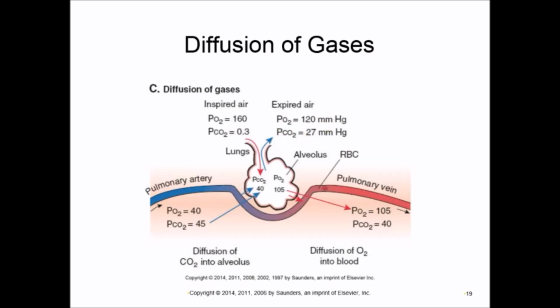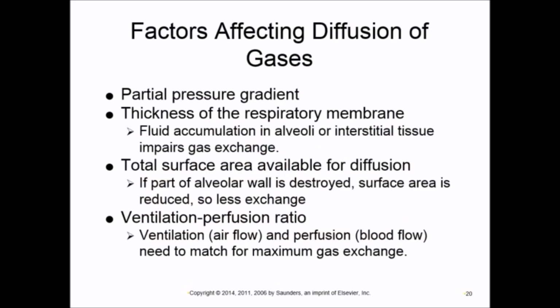Diffusion of gases. This is a pulmonary site, and this is the pulmonary artery, the pulmonary vein. So carbon dioxide is more inside than outside, and oxygen is more outside than inside. So via concentration gradient, oxygen will travel in and carbon dioxide will go out. The factors that affect that are the partial pressure gradient. For example, if it is 100 outside and 40 inside, the difference is 60. That's a lot. So that will make it easier.